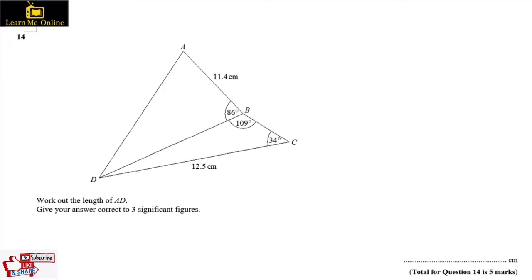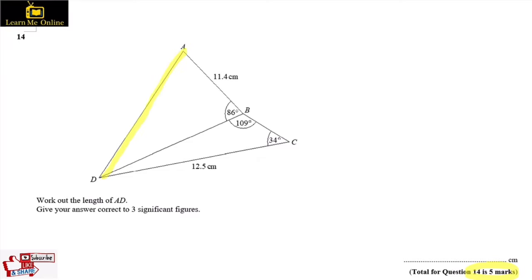So here we have the next question, and you see that this diagram is made of 2 triangles. The question is for 5 marks. Work out the length of AD. First of all, I'm going to see what the length of AD is. I'm going to highlight it so we remember what we are looking for.